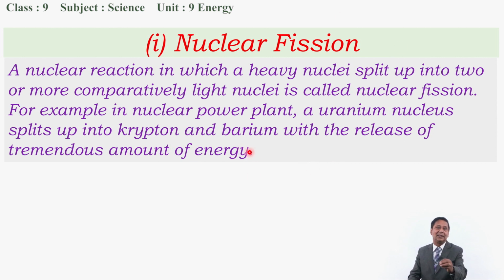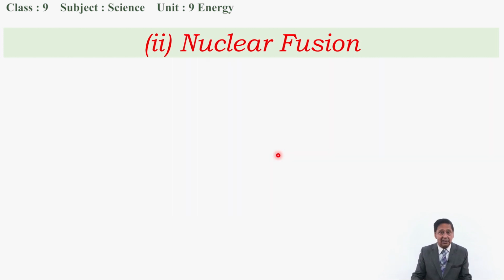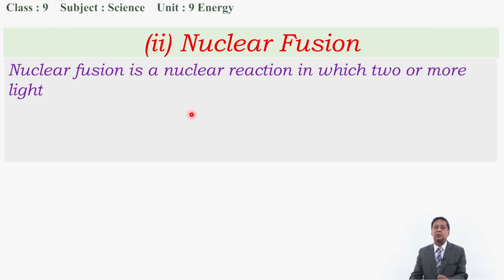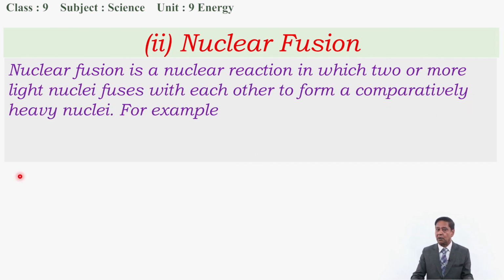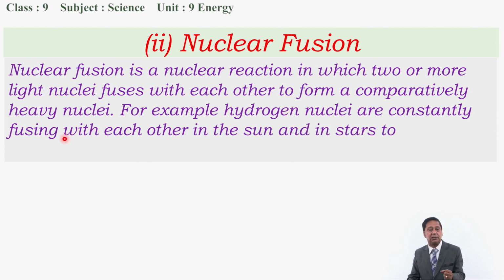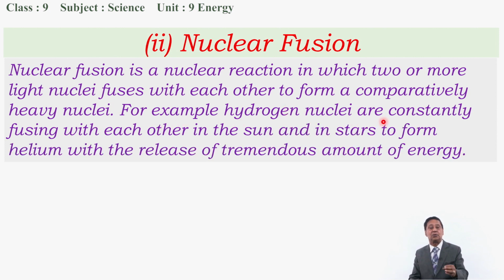We have to remember that heavy nuclei split up into light nuclei in nuclear fission. But in nuclear fusion, just the opposite, light nuclei fuse with each other to form heavy nuclei with the release of a tremendous amount of energy. In this process also, a part of the mass is destroyed that converts to a tremendous amount of energy. So we can define it this way: nuclear fusion is a nuclear reaction in which two or more light nuclei fuse with each other to form a comparatively heavy nucleus. For example, hydrogen nuclei are constantly fusing with each other in the sun and in stars to form helium with the release of a tremendous amount of energy.